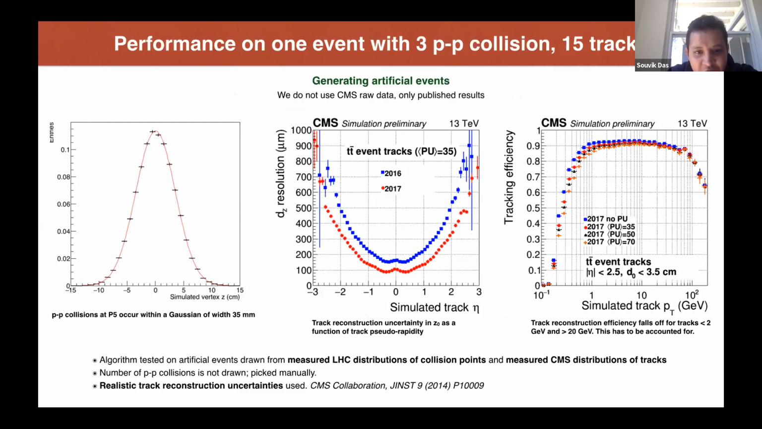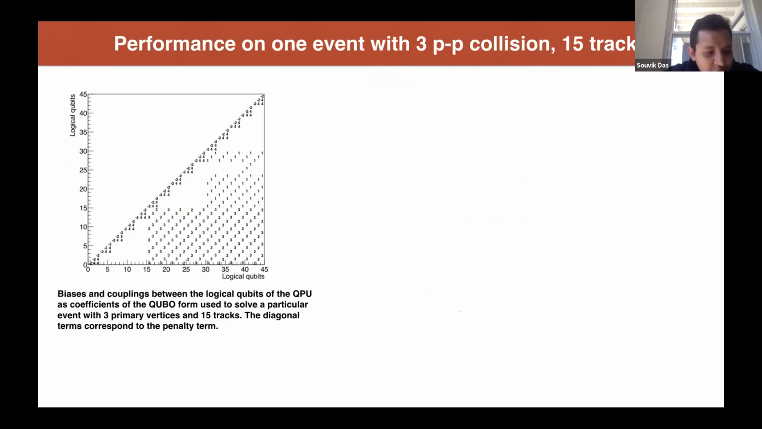And then from each of the pp collisions, we threw tracks based on realistic track reconstruction uncertainties, as have been published in our tracking paper, which is a JINST paper. So we read the track etas and the track pTs, and we threw Monte Carlo and generated some tracks out there. Let's show the performance with one event.